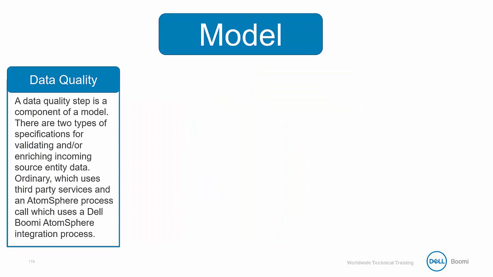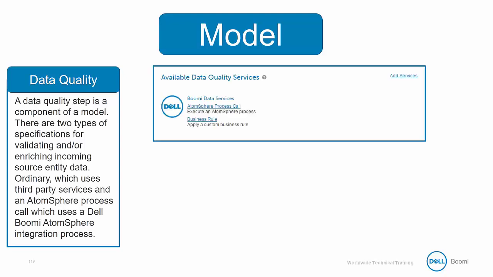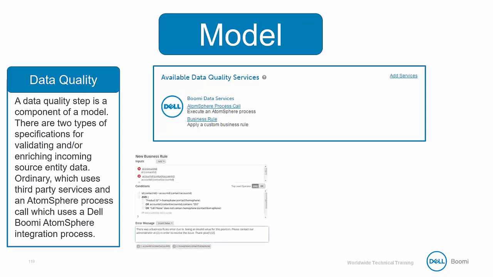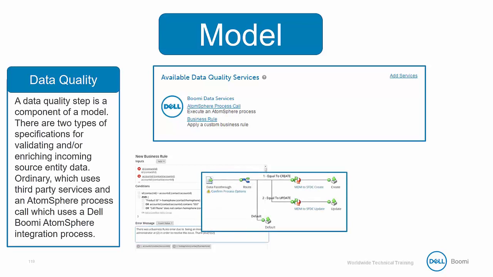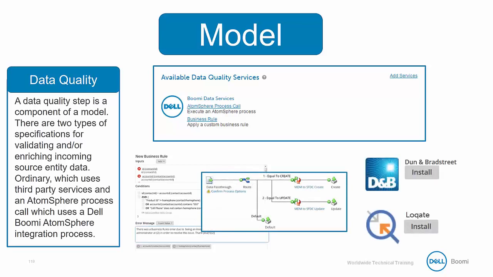A data quality step is a component of a model that specifies data validation and enrichment actions to be applied by the repository to incoming source entities. Essentially, data quality steps give you several very useful tools to give you full control over the data that enters your MDM repository. The initial data quality screen looks like this. There are three main tools you can choose from. You can add a business rule, you can insert a process call, or install a branded service.